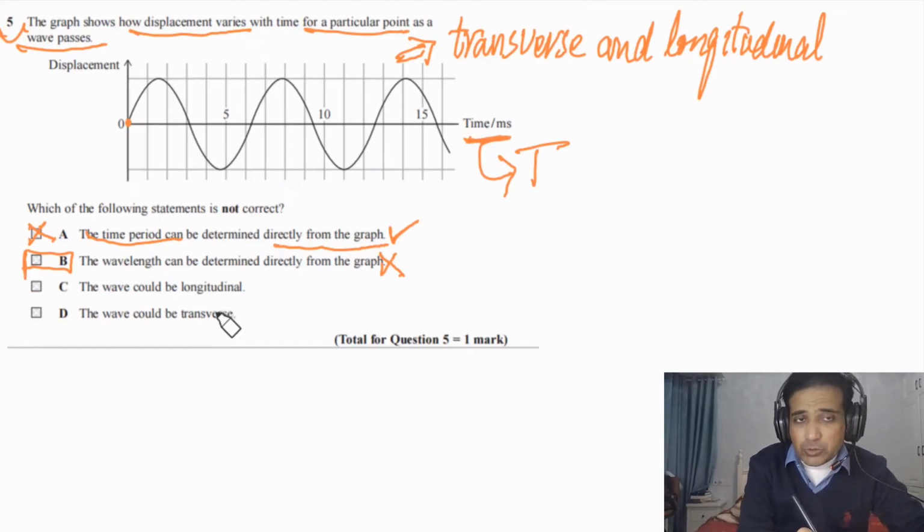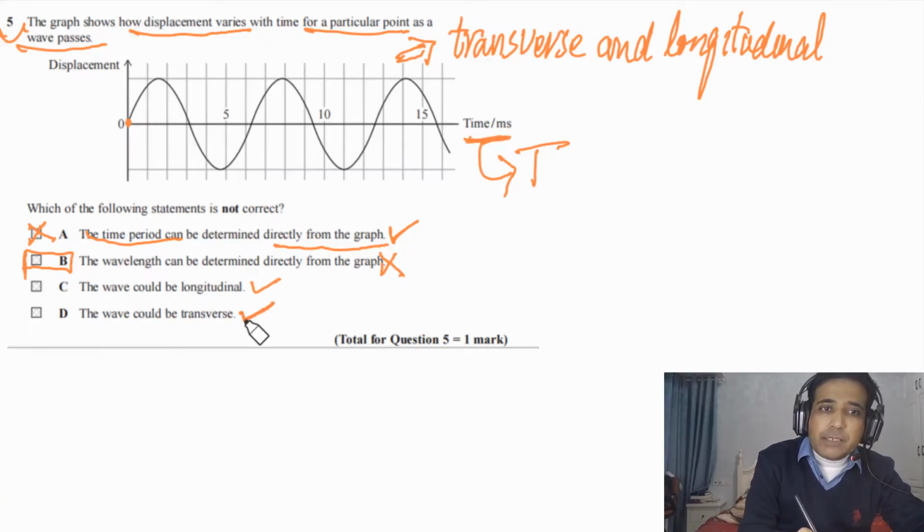The wave could be longitudinal. Yes, it is possible, so this is true. The wave could be transverse. Yes, this is also possible. So the answer for this question is B.